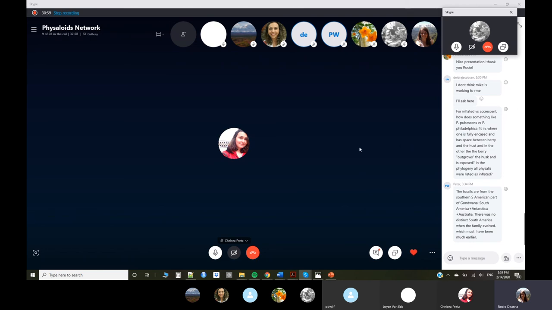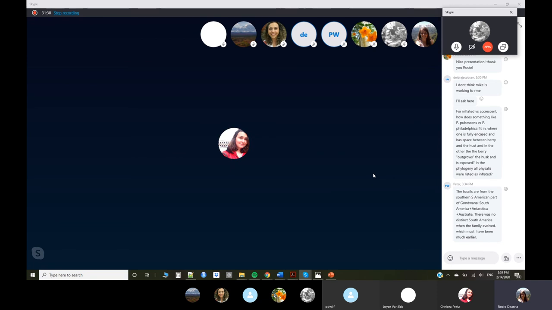So I can read the question of Deidre. For inflated versus accrescent, how does something like Physalis pubescens versus Physalis philadelphica fit in? Where it's fully encased and has space between berry and the husk. In the other, the berry outgrows the husk and is exposed. In the phylogeny, Physalis were listed as inflated. Yes, usually the species that are cultivated, there is some artificial selection, and that's how the fruit grows much more, and the calyx is suppressed in those cases. But for the wild species of Physalis, all the species have this space, at least a minimum space between the calyx and the fruit.